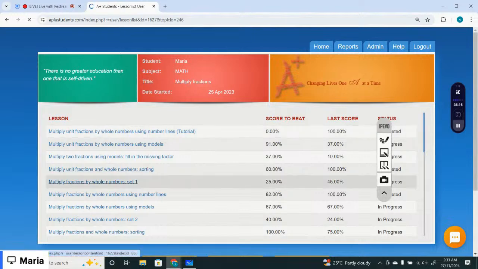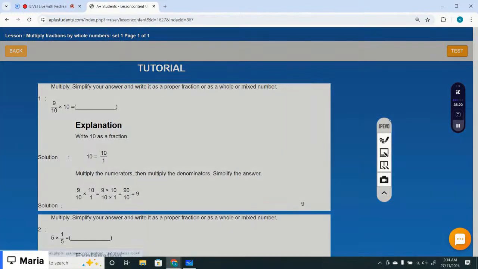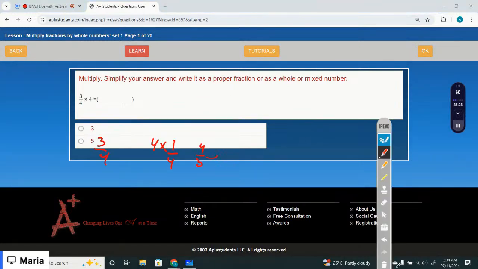Multiply fractions by whole numbers set 1. Let's just start with the lesson. I'm going to start with the test questions. You can have a look at the tutorial by yourself later today. So the first one is 3 by 4 times 1. That is a fraction and that is a whole number. A whole number doesn't have any denominator, that means the denominator is 1.